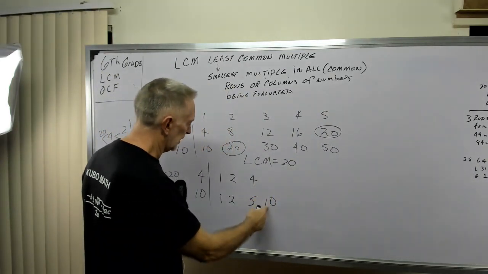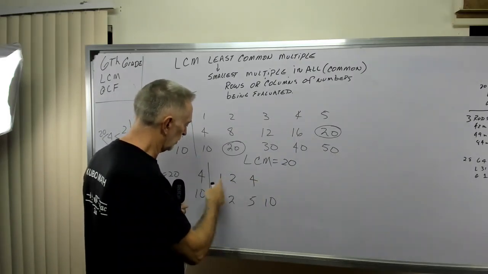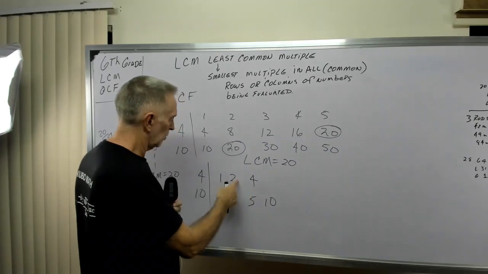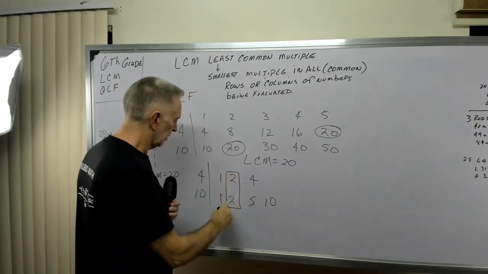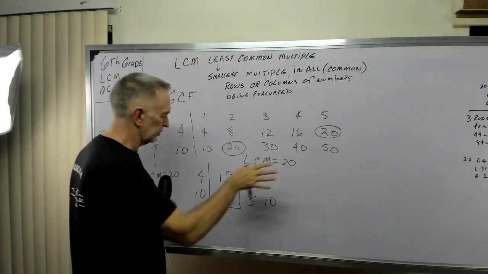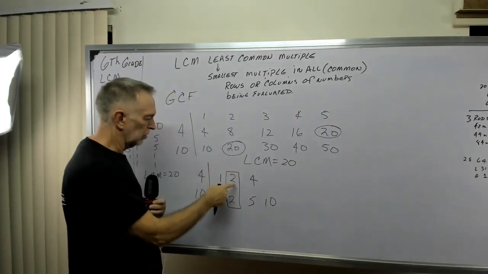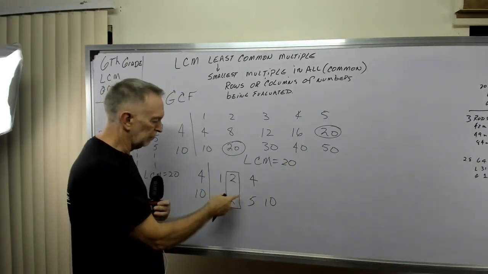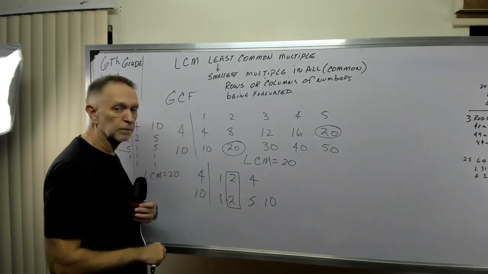Well, is there a 10 in this row? No. Is there a 5 in this row? No. Oh, here's a 2. 2 can be found in both. So can a 1. But it's the greatest, the largest common factor, the largest factor that can be found in all of these. And the answer is 2.